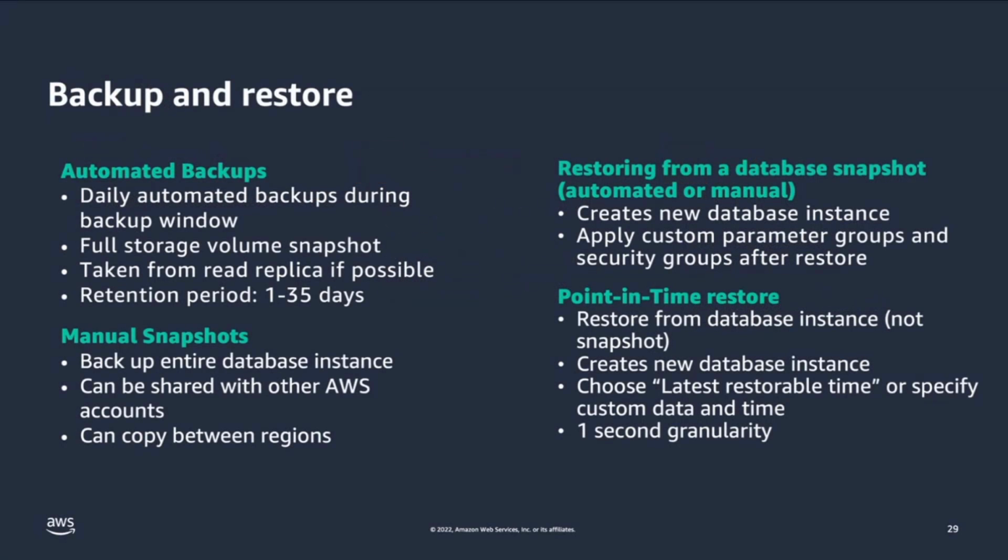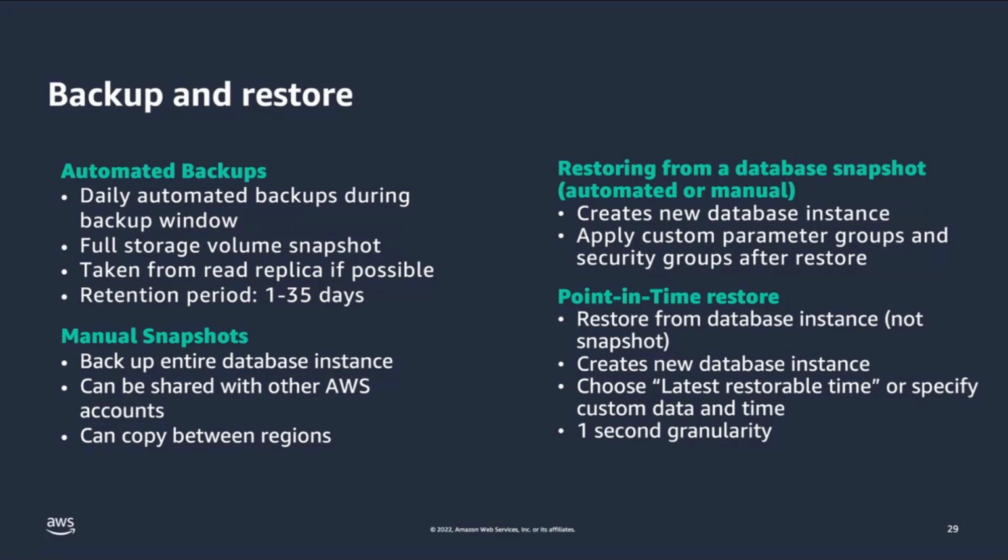As I mentioned, Neptune is a fully managed system, so we have a variety of automated backup and restore functionalities. Daily automated backups will occur during a window that you can specify, in which case a full storage volume snapshot is taken. The retention period on these automated backups can be configured by the customer to be between 1 and 35 days. You can also manually create snapshots of your data to back up an entire database instance. Manual snapshots can also be shared across accounts. So if you need to take a snapshot of your data and move it from a prod account to a QA account to a test account, things like that, you can do that, and they can be copied across regions.